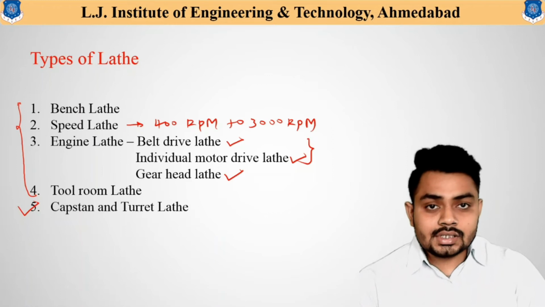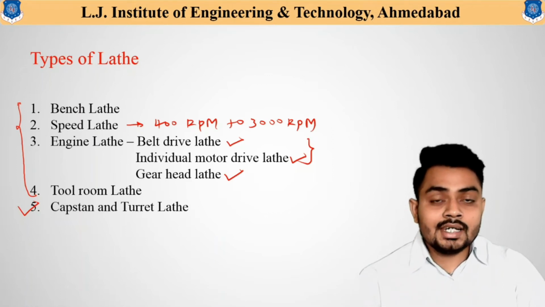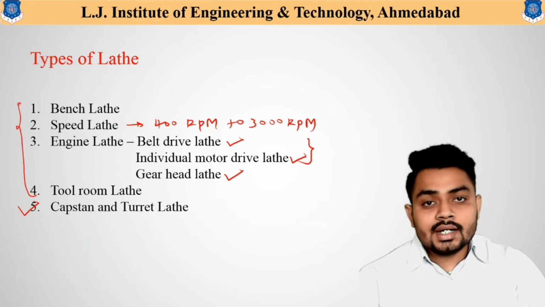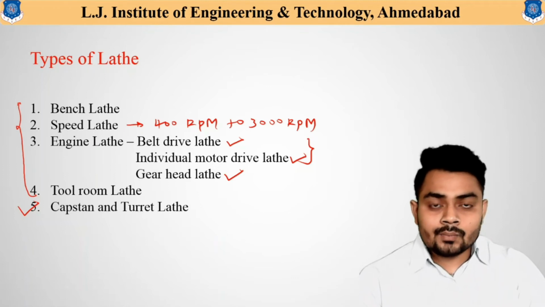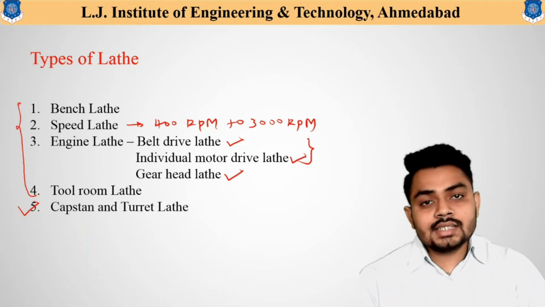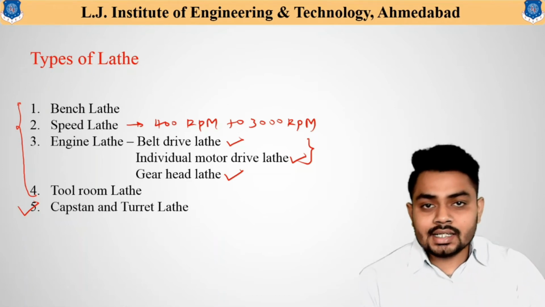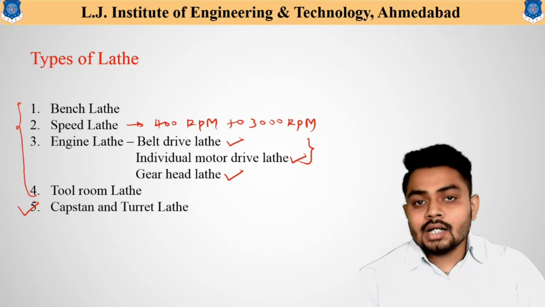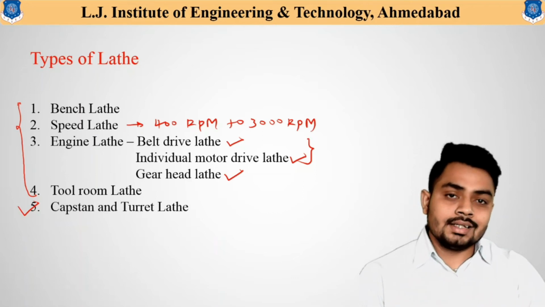In this capstan and turret lathe, a turret head is available, which consists of many different tools, and just by revolving that turret head one can change many different tools as per requirement. So this is the advantage of the capstan and turret lathe, in which multiple tools can be adjusted in the tool head. And about this particular lathe machine we will also discuss in our future lectures.